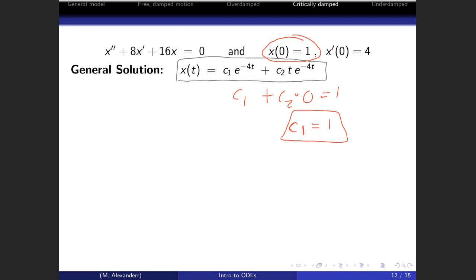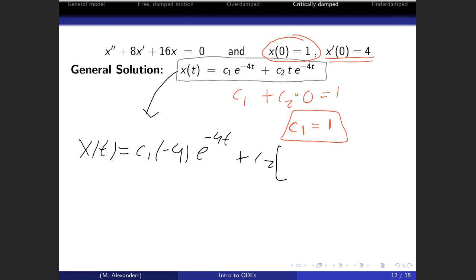So far, this is easier than the one before. But now, to use the second initial condition, we need to find the derivative of the x function. And in this case, we have to be a little bit careful because this is a little bit more involved. So we have c1 multiplied by the -4 e to the -4t, that's the first part, plus c2.